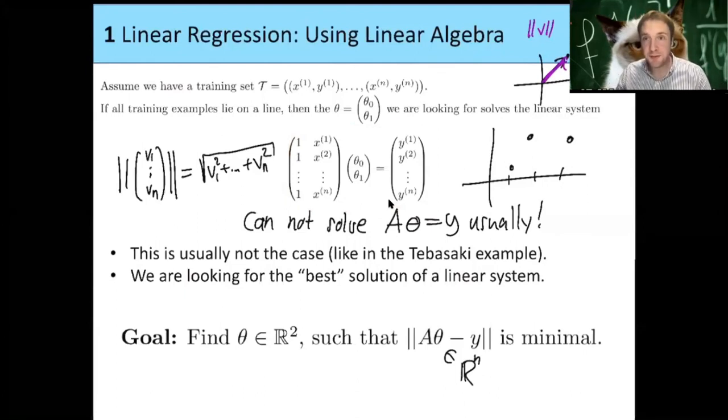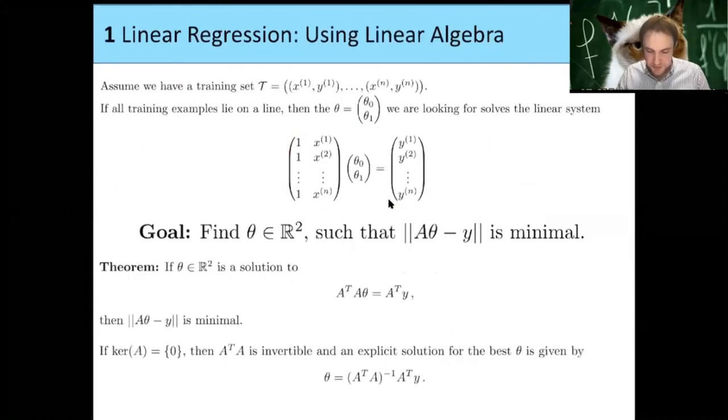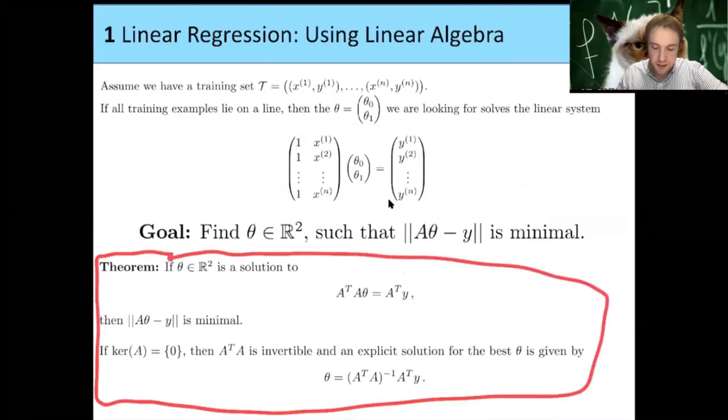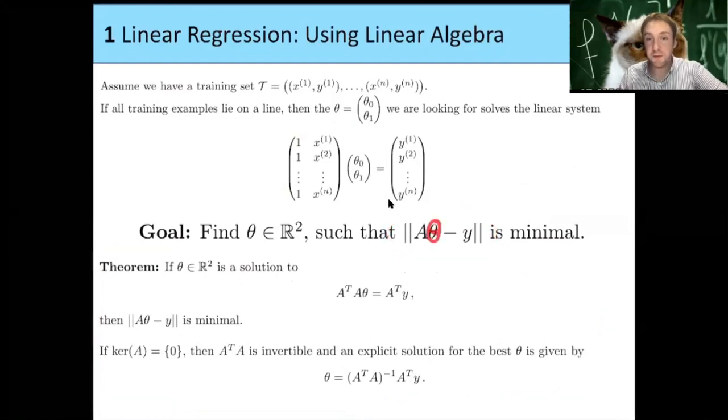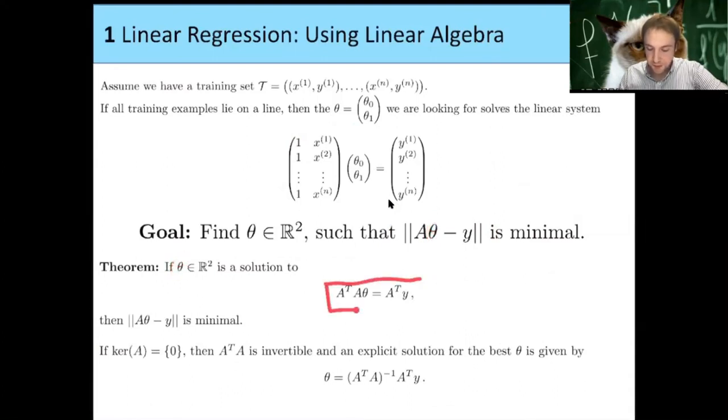But I already see that the remaining time is not enough to do it in detail. So maybe I just give the theorem for free, and then we will do this a little bit again next time. And the main theorem is that to minimize this expression here, the best possible choice of this theta is given by those thetas which satisfy this equation here, where AT is the transpose of A.